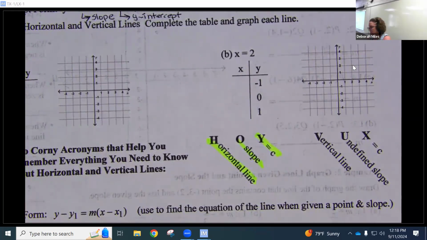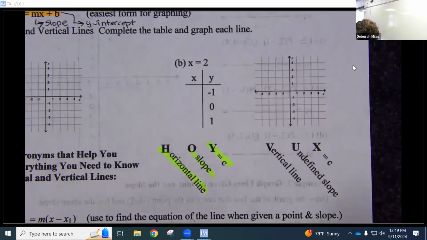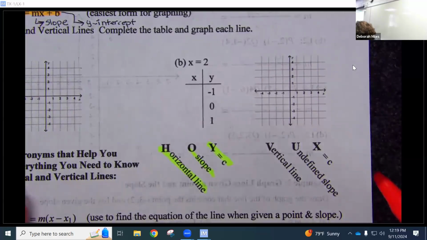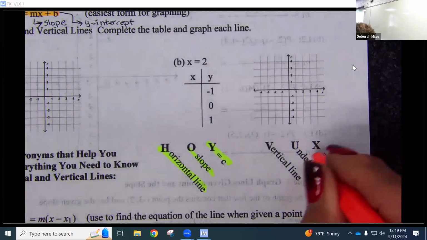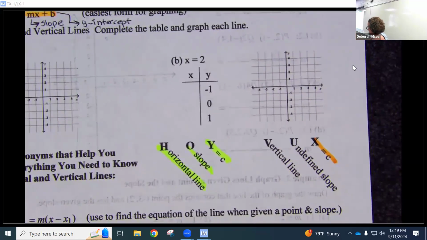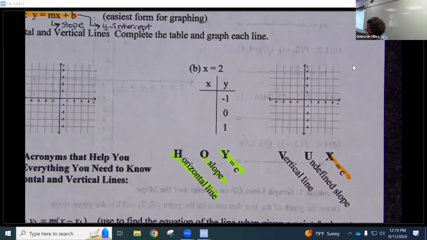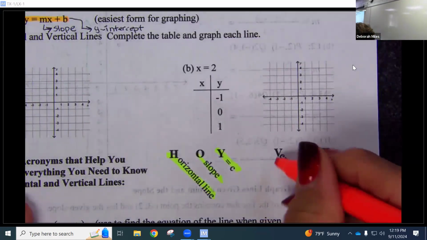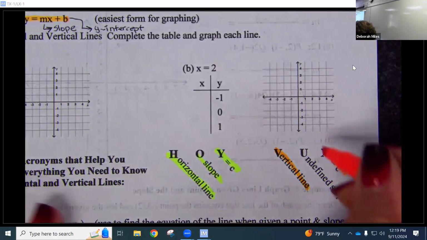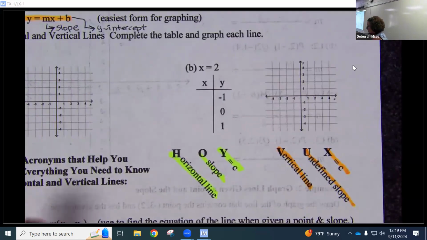You can know everything you need to know about vertical lines with the acronym BUX, B-U-X. When x is a constant, your leftness to rightness is not changing. You're going straight up and down. And the word we use for that is a vertical line. And we saw on the previous side of the paper that a vertical line has undefined slope.